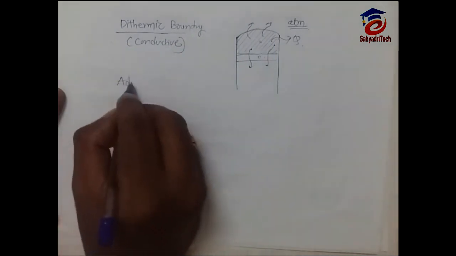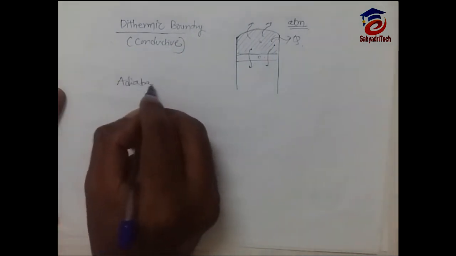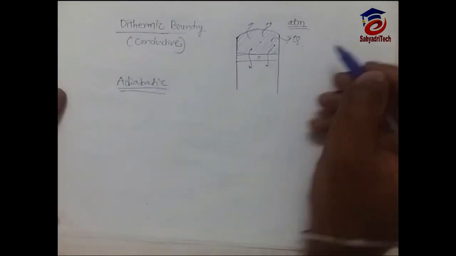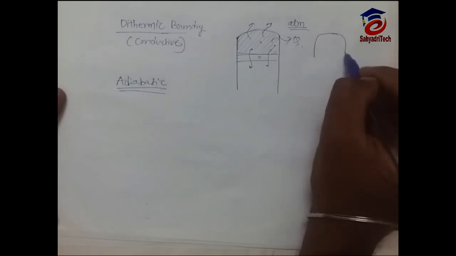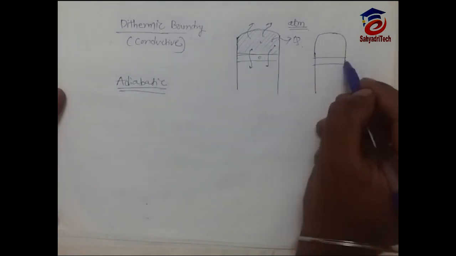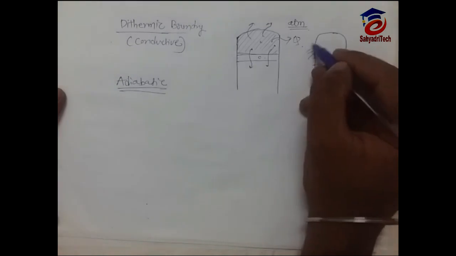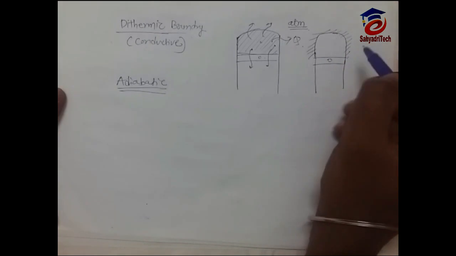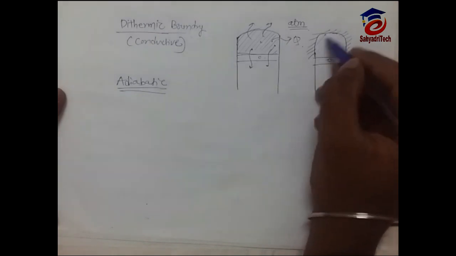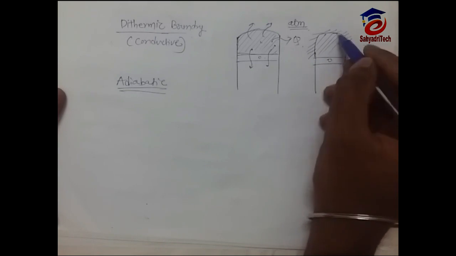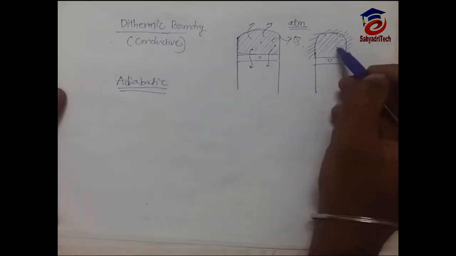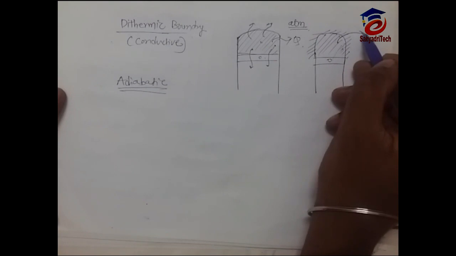Another boundary is adiabatic. Now what am I doing? I am going to insulate these walls with some perfectly insulated material. So what happened? Heat will not transfer from this system. This is our system, the gas is there. Any gas. Air will be there, CH4 will be there, any gas will be there. So from this system, heat cannot transfer to the surrounding.